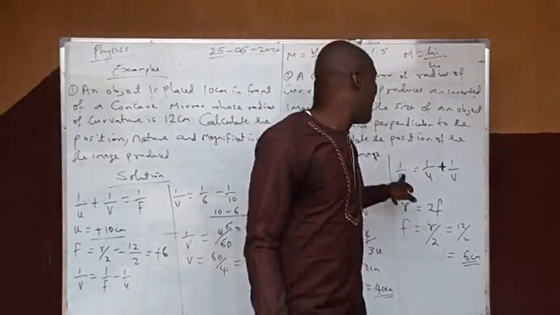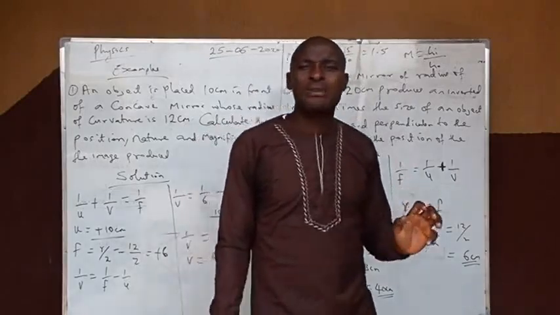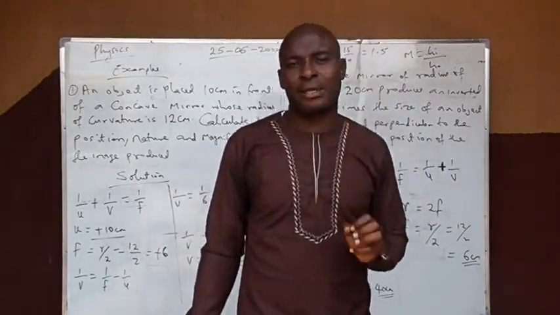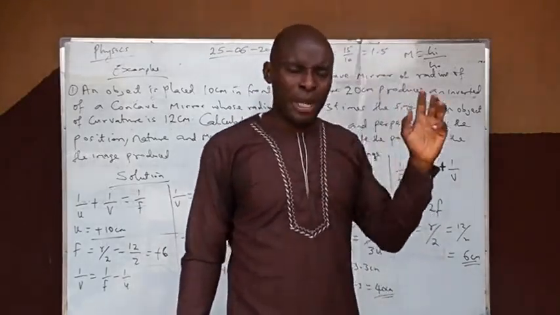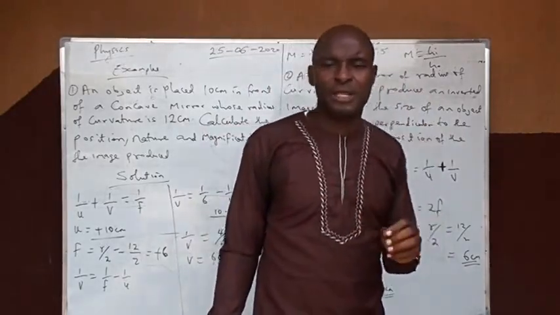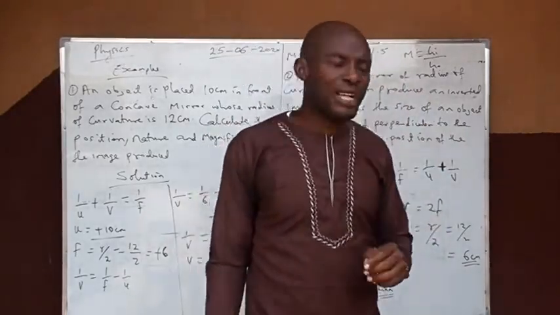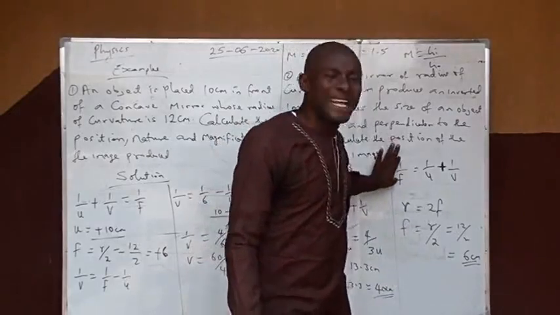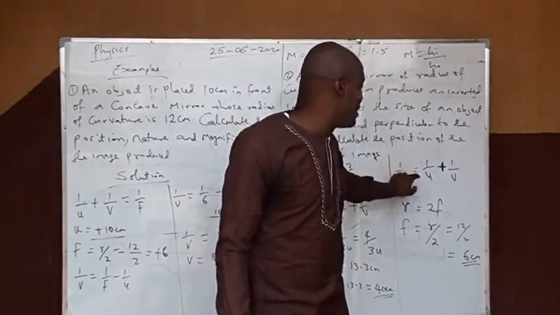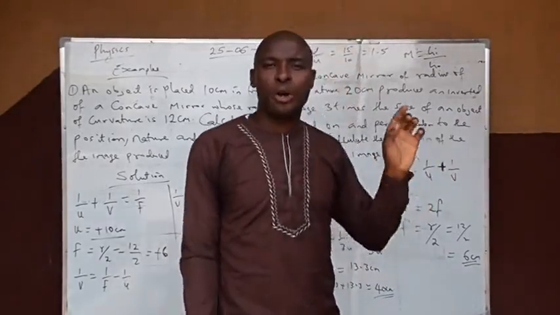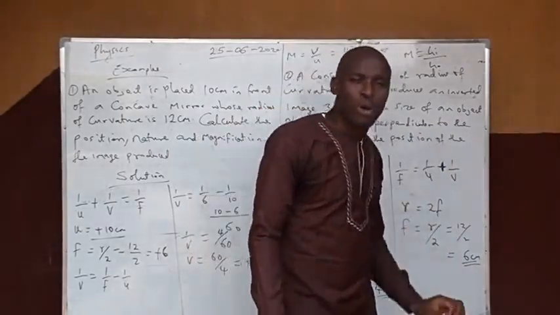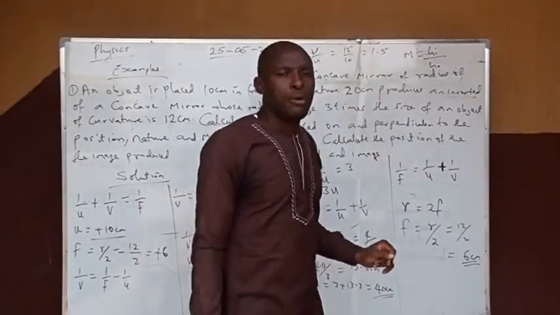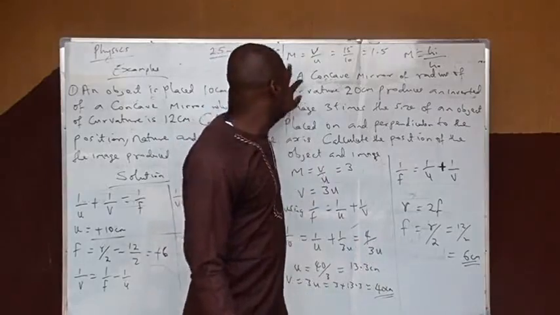Remember I told you that another way you can state this is by using what we call inverse. For those of you that have done mathematics in SS1, from the law of indices, you find that reciprocal and inverse are the same. So you can quote this formula by saying the inverse of the focal length is equal to the inverse of the object distance plus the inverse of the image distance.